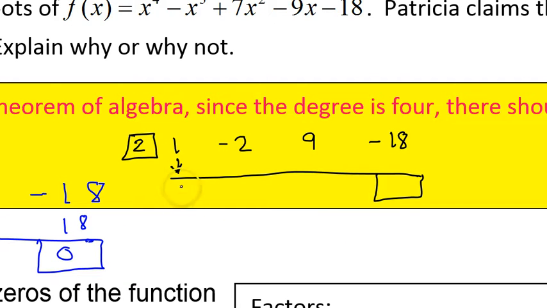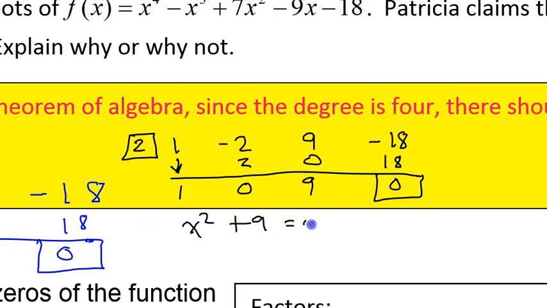So this is 1 times 2 is 2, that makes 0. 0 times 2 is 0, so that makes 9. 9 times 2 is 18, so that does make 0 again. So that leaves us with x squared plus 9, the third time I've seen this today.